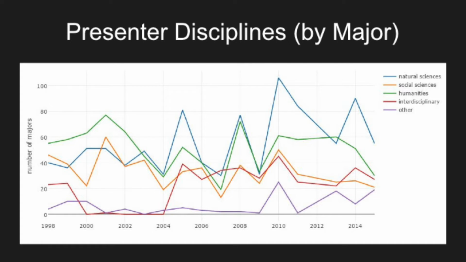But as you can see, it's a little hard to tell because it looks like the natural sciences and the humanities are at the top, and then there's social sciences in the middle. But what's important to note here is that interdisciplinary means that if somebody double majored, they're majoring in two majors that were not related to each other, say biology and English. So that's what the interdisciplinary line stands for, and other accounts for all the undeclared or any other parsing errors that we may have run into.